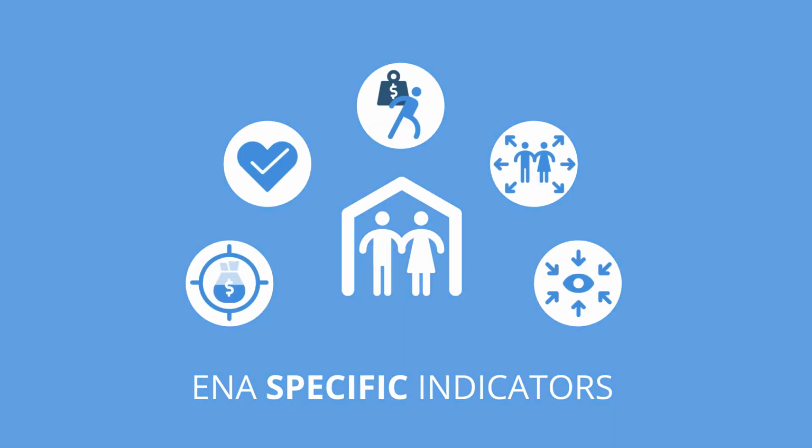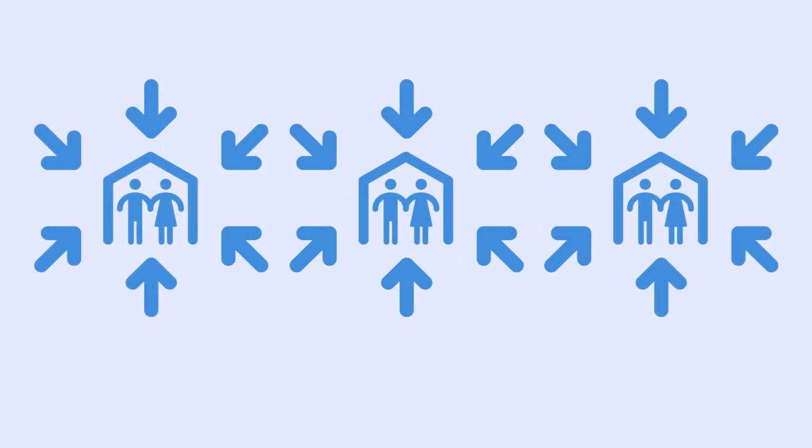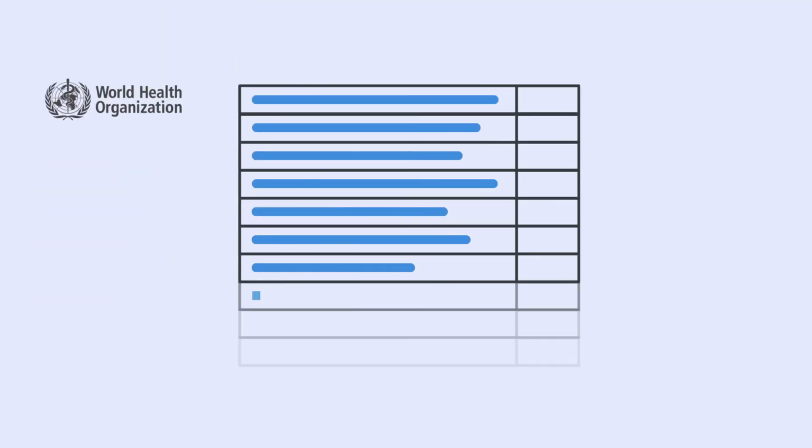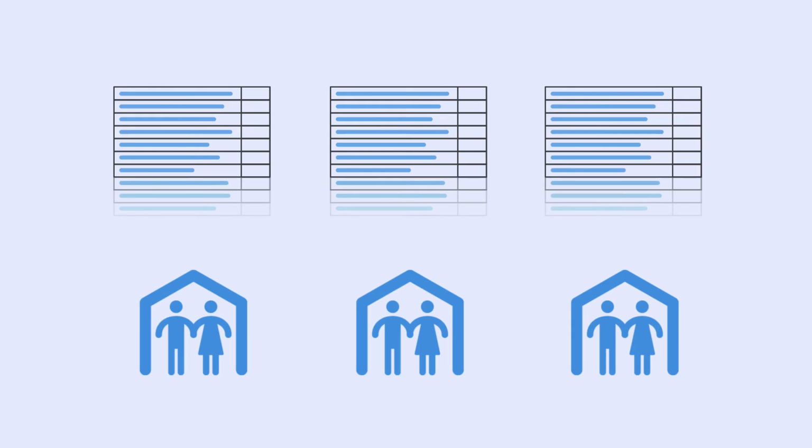5. The Perceived Needs Indicator. Perceived needs is a perception-based indicator used to understand how the population of interest themselves perceive their needs. It is based on a comprehensive list of needs called the Humanitarian Emergency Settings Perceived Needs Scale, or HESPER scale, that has been developed and tested by the World Health Organization and King's College London. Based on this list, households will rate which needs they perceive as most pressing.